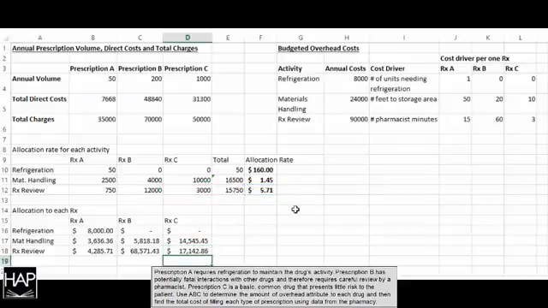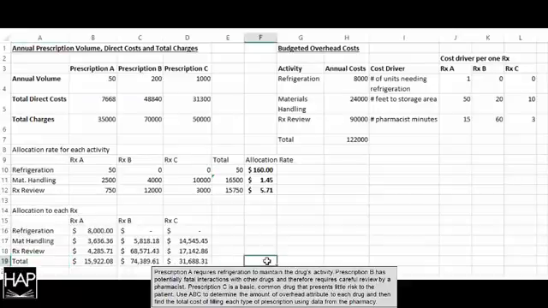So if I wanted to double check my work, I could take the total annual overhead here. So just take the sum of the annual cost that I was given. So it's $122,000. And then I could take the totals for each prescription of overhead and get the grand total here.